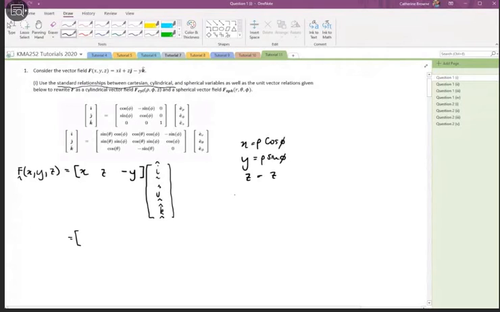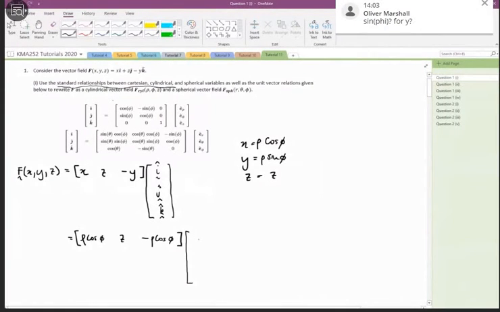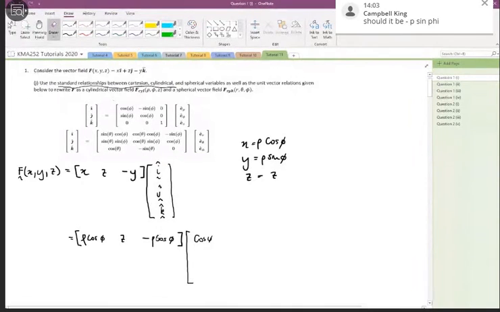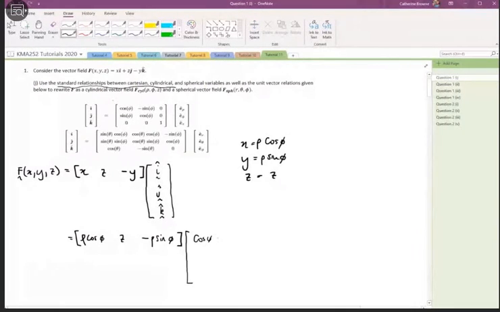So rho cos phi z, it's just z, and then minus y, minus rho cos phi. And then to convert it into cylindrical, we take this ijk column matrix and we replace it with this here. So I have cos phi. Sorry, is y meant to be negative rho sine phi? Yes, thank you. And then it's minus sine phi, cos phi, 0. And remember the 1 is in that bottom right-hand corner.